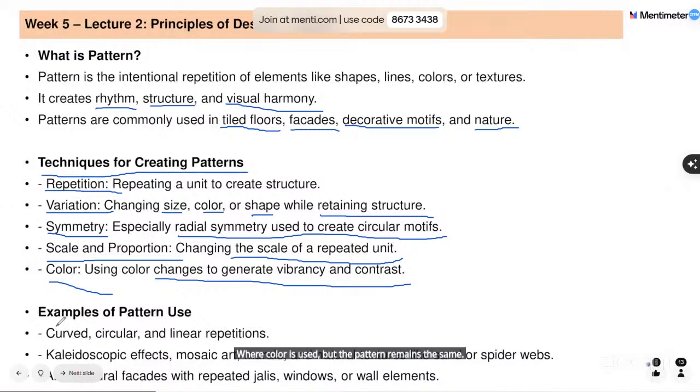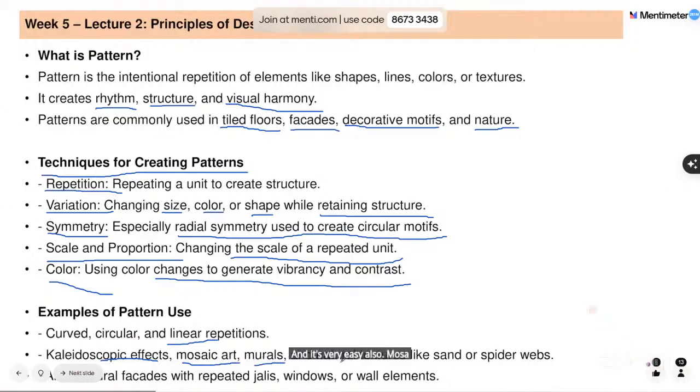Examples of pattern uses: curved, circular or linear repetitions. Then kaleidoscopic effects. I don't know whether you people have done a kaleidoscope ever. It's a very nice experience to do a kaleidoscope. And it's very easy also.